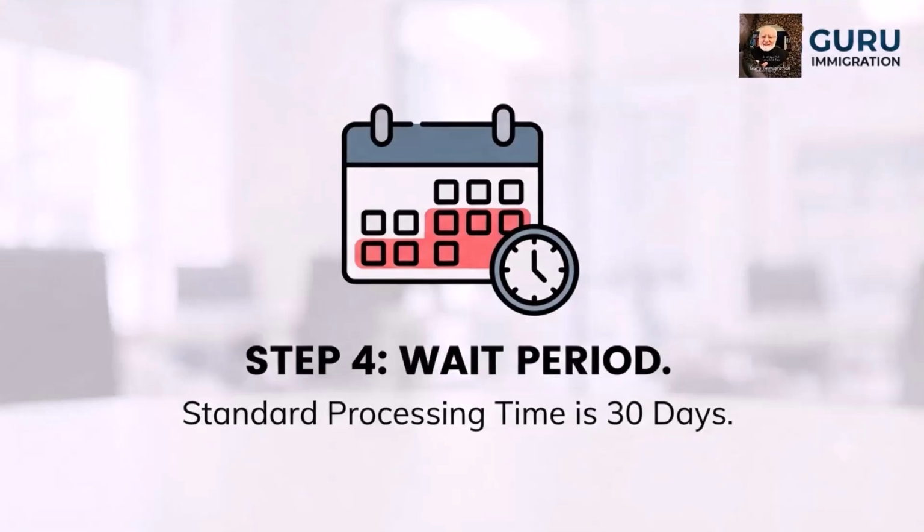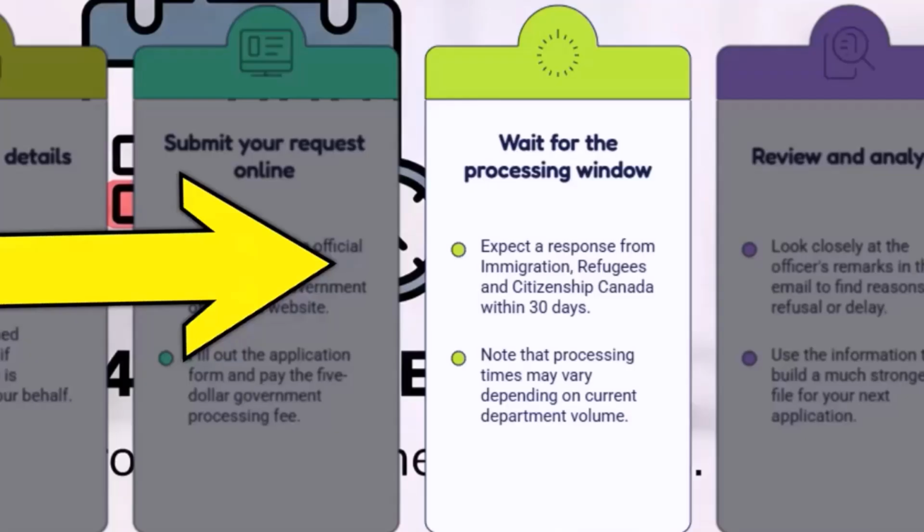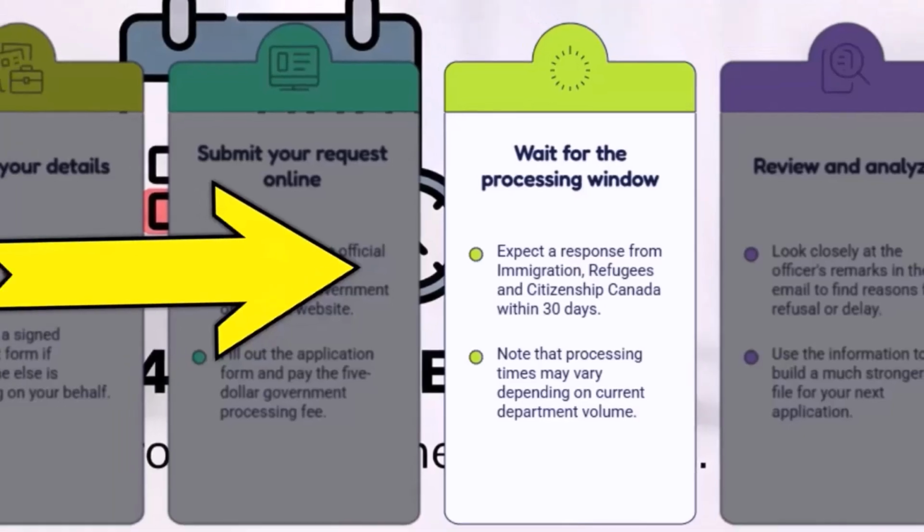Step 4. Managing the processing window. Understand the processing window. By Canadian law, Immigration, Refugees, and Citizenship Canada is obligated to respond to ATIP requests within 30 calendar days. However, depending on high volumes of applications across the system, it can occasionally take a little longer. If you are waiting on an urgent work permit decision or a tight study deadline, it is always wise to request your notes proactively rather than waiting until the absolute last minute.